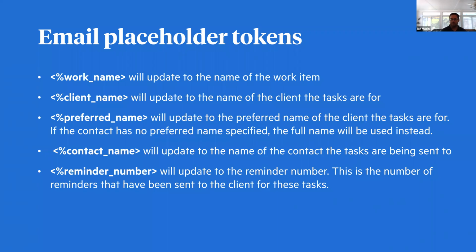The email placeholder tokens are really helpful. The preferred name one is pretty obvious. You can say hi John versus hi John Doe because you're just using the preferred name versus the full name. I like using the work name because I can ultimately have the subject line refer to what we need to be getting done by using the work title. And the reminder number is really useful because, again, it'll send 5. So you can have a counter of how many you've sent, and that reminder number is what you use for that.